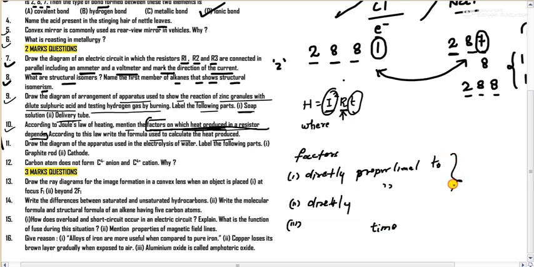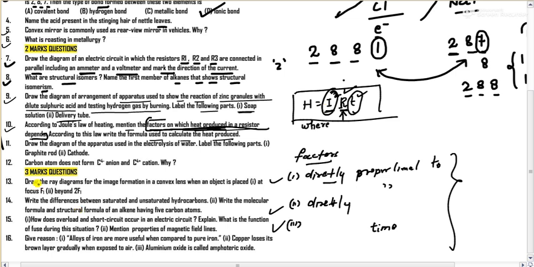If you refer to the textbook, it's written there properly. So if you know this formula, you can write that the heat produced depends directly on the square of current, directly on the resistance of the conductor, and on the time for which current flows through the resistor. Instead of mentioning conductor, you mention resistor. Got it, guys? Are you getting it?